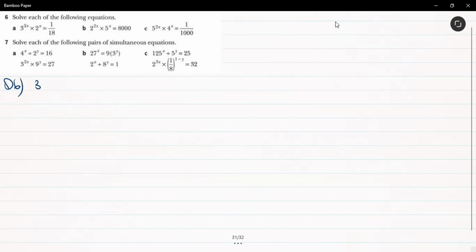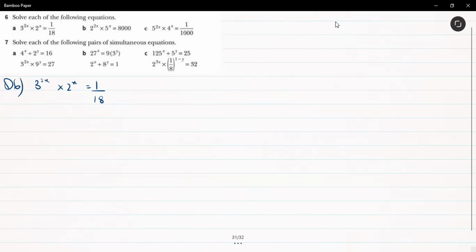So, 3 raised to the power 2x multiplied by 2 raised to the power x is equal to 1 over 18. Now, many people make the mistake of finding 18 in terms of 3 and 2 and then equating according to the powers. That's not the case. The first thing we try to do is make the same index value. But here neither 3 can be converted into 2 nor can 2 be converted into 3. So we need another technique for this.